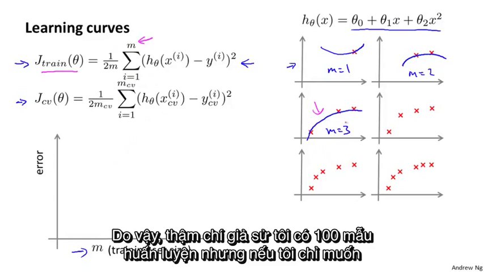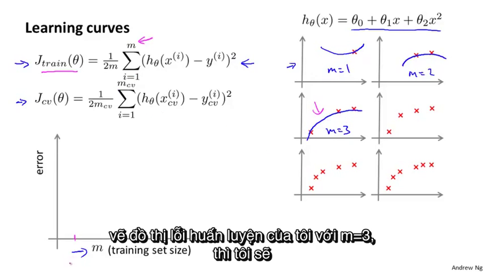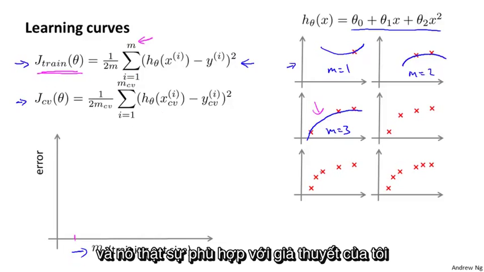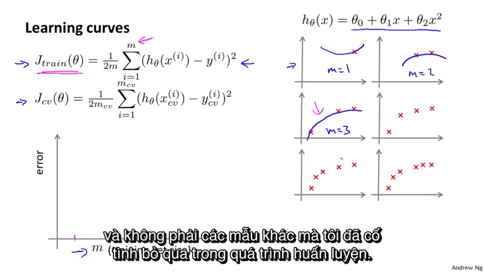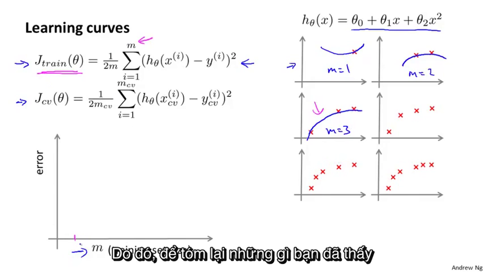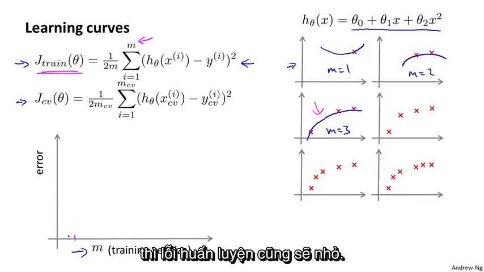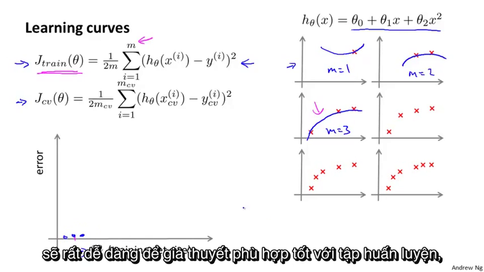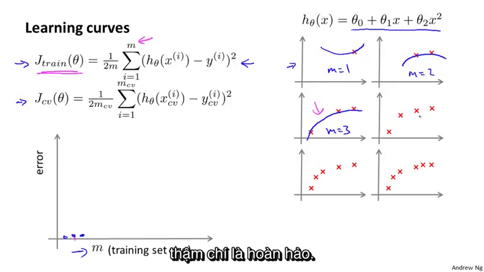And so even if I have, say, 100 training examples, but if I want to plot what my training error is for m equals 3, what I'm going to do is measure my training error only on the 3 examples that I've actually fit my hypothesis to, and not on all the other examples that I had deliberately omitted from the training process. So just to summarize, what we've seen is that if the training set size is small, then the training error is going to be small as well, because if you have a small training set, it's going to be very easy to fit your training set very well, maybe even perfectly.